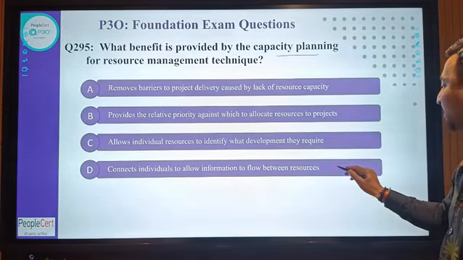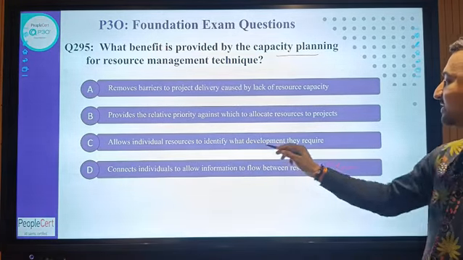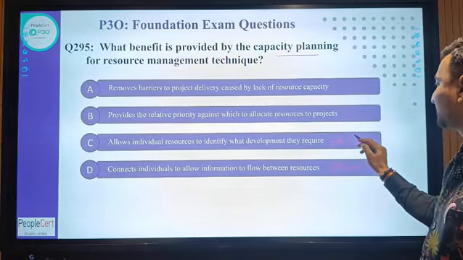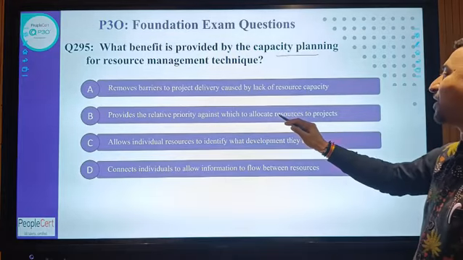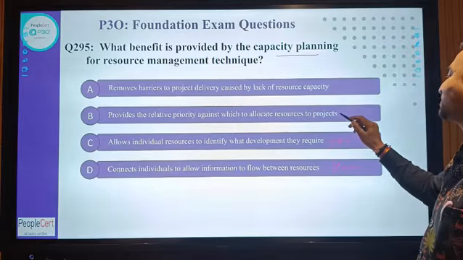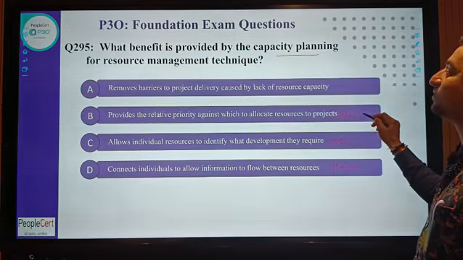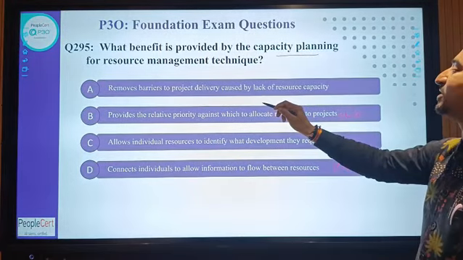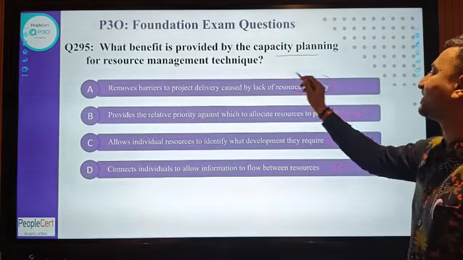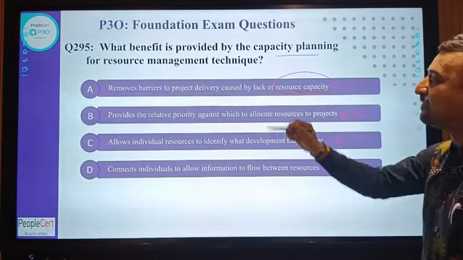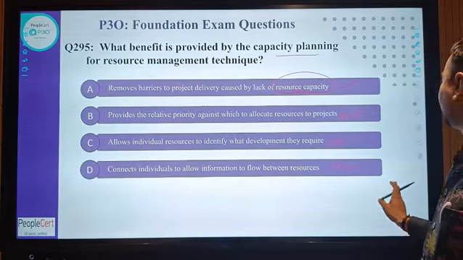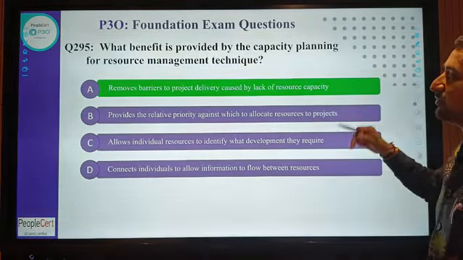So this is your knowledge management stuff. This is your skill related stuff. Provide the relative priority against which project, it's a prioritization technique. Remove barriers to the project delivery caused by lack of resource capacity, that is the correct answer. So A would be the most correct answer. Let's see. Yeah, that would be the correct answer.